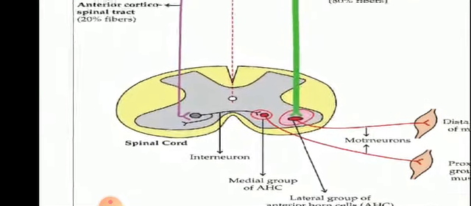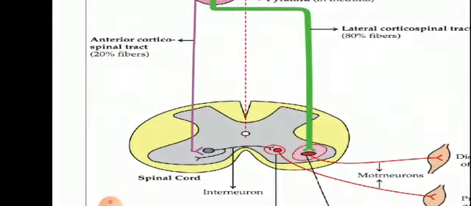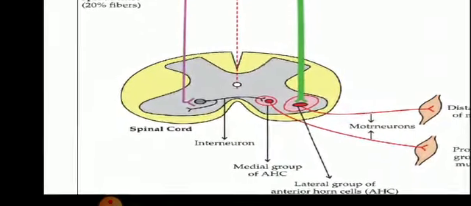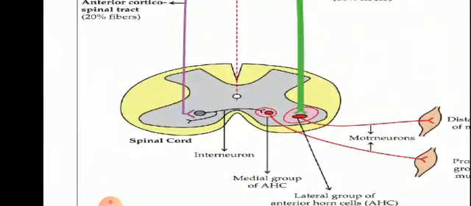Now the fibers of the ventral corticospinal tract or the anterior corticospinal tract, which occupies the anterior funiculus of the spinal cord, they end on the interneurons on the same side of the spinal cord, and these interneurons would cross to the opposite side and they'll terminate on the medial group of motor neurons. Can you see that? It's marked in the figure there, the medial group of anterior horn cells.